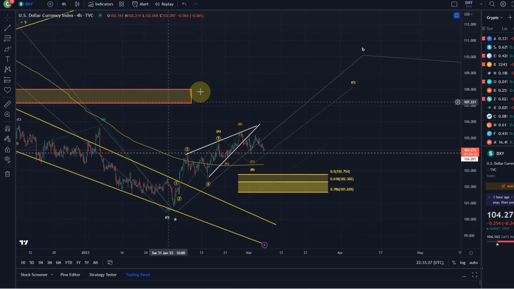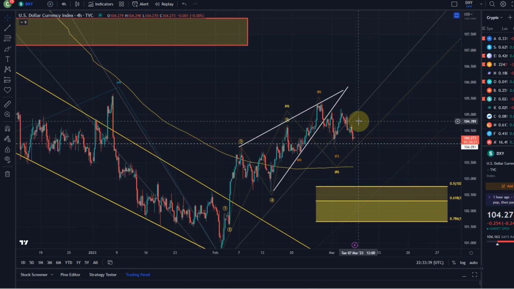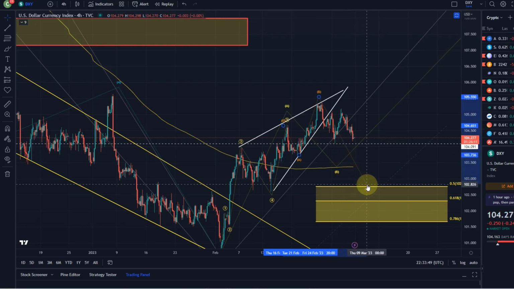So let's first start with the count that I've got on the chart, which is only really going to become my primary, based on the latest price action, if we drop below the previous low, and it's quite likely we're going to do that. If we drop below this $104.10 level, then I think we are pretty much in this count. It would just lead to an extension of the C wave.